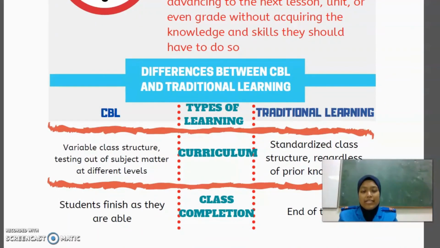Last but not least, I want to talk about the differences between CBL and traditional learning. There are two differences between CBL and traditional learning, which are curriculum and class completion. What do you understand about traditional learning? Traditional learning involves a teacher who communicates with a group of students in a physical classroom to learn about specific topics, subjects, or experiences. For CBL, we already know about it because our friend already explained it.